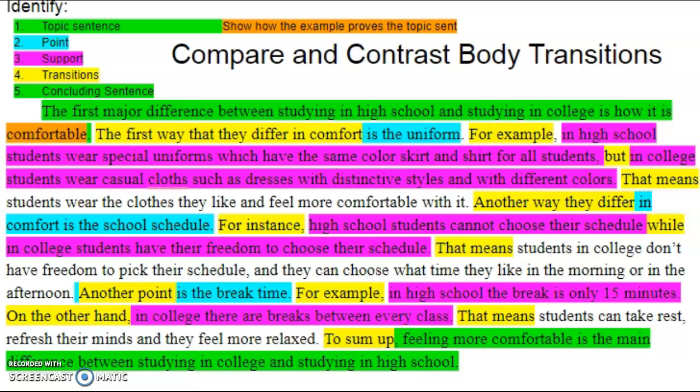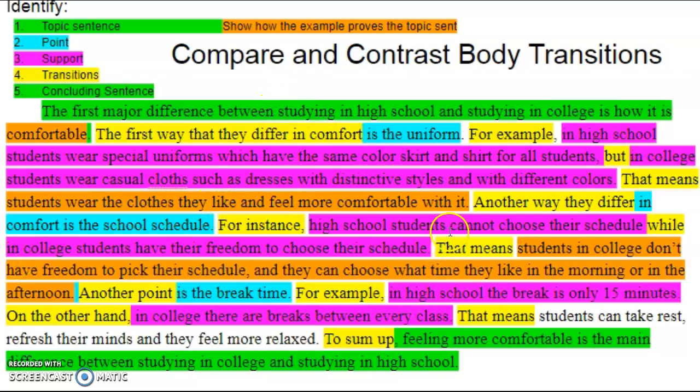And what we have next is showing how the example proves the topic sentence. So we're not just leaving this example hanging, but we're taking the example and saying, okay, that means students wear the clothes they like and feel more comfortable with it. So again, this takes it back to the topic sentence, because everything here has to be supporting that topic sentence. So we make a point, we support that point with an example, and then we show how that example supports the topic sentence. And the next one, we're talking about the schedule.